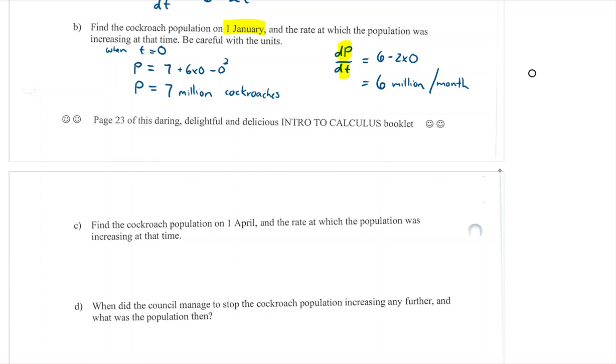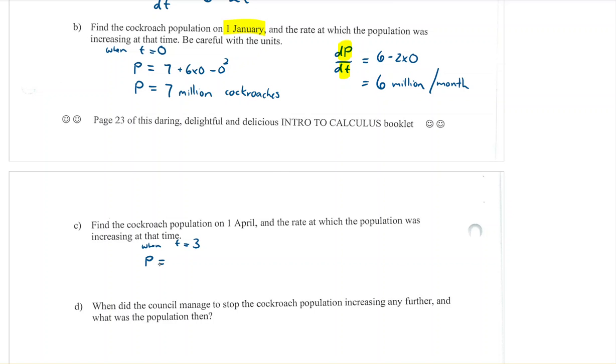Part C. Find the cockroach population on the 1st of April and the rate of change at which the population was increasing at that time. Okay, so remember we started on the 1st of January and we're counting in months. We're going to the 1st of April. How many months? 3. So we now want to go when t equals 3, and we want to sub that into both of our equations. Same two equations.